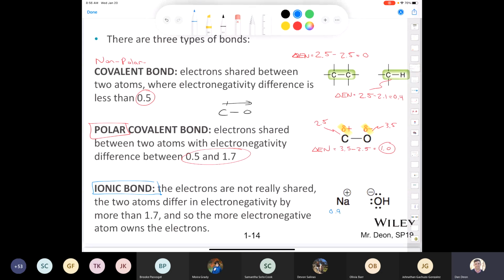Now, I'll do this one quickly. Sodium has an electronegativity of 0.9 and oxygen has an electronegativity of 3.5. So the delta EN, I'm not going to write down the math here for you, but it's 2.6, which is greater than 1.7. So there you go.